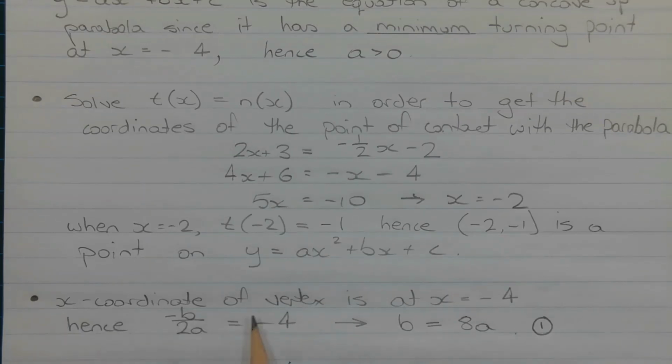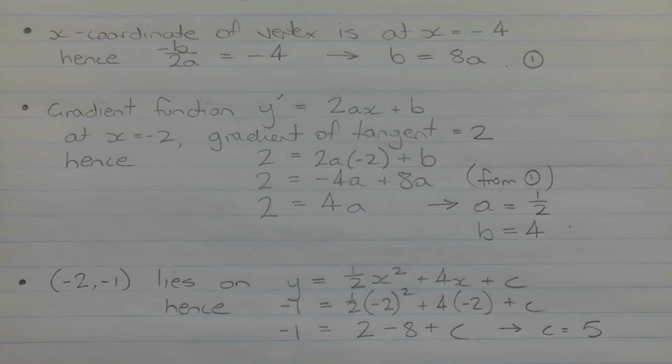Now the x-coordinate of the vertex is at x equals negative 4, since the vertex is the minimum point on the parabola. Hence, negative b over 2a equals negative 4. We can rearrange this equation to express b in terms of a, and we get b equals 8a. We'll call this equation number 1. Differentiating y equals ax squared plus bx plus c to obtain the gradient function y dash, we get y dash is equal to 2ax plus b.